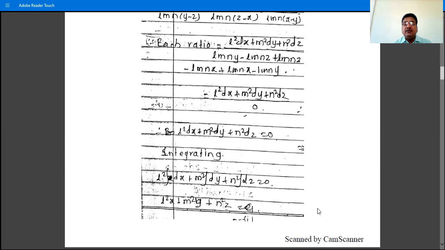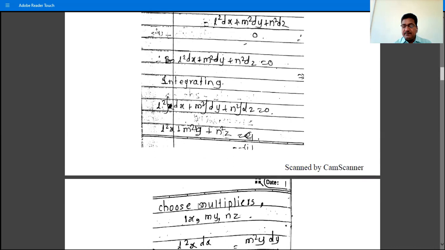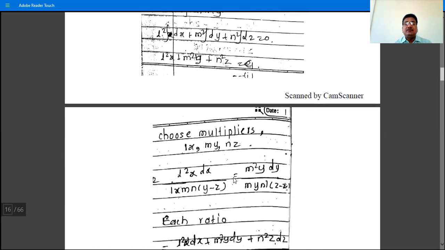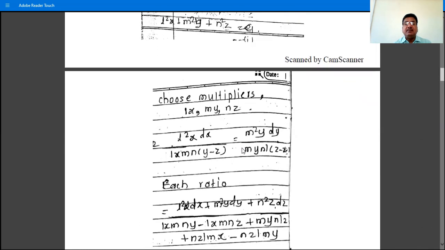So we have this, and then after integration, L square is a constant quantity, and the integration of dx is x, dy is y, and dz is z, and therefore L square x plus m square y plus n square z is equal to C1, the first integral curve of the given differential equation, the first solution. Then choose multipliers Lx plus my plus nz. So these are linearly independent with respect to the first three multipliers.